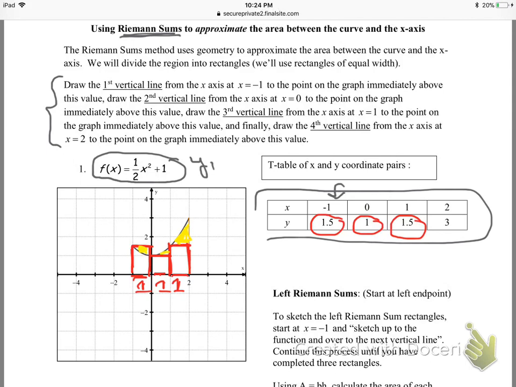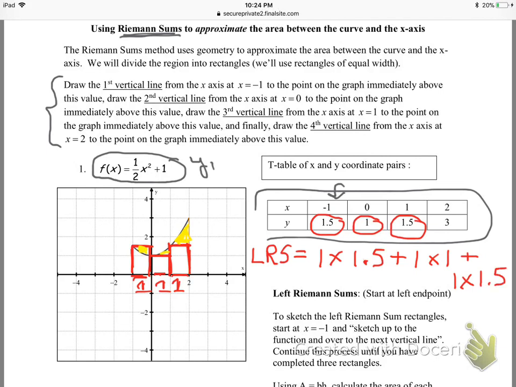So my left Riemann sum is going to be the base, which is 1, times the first height, which is what I've circled above, which is 1.5, plus the base, which is 1 again, times 1, because that's the height that I've circled second, plus 1, that's your base, times the third height, which is 1.5.